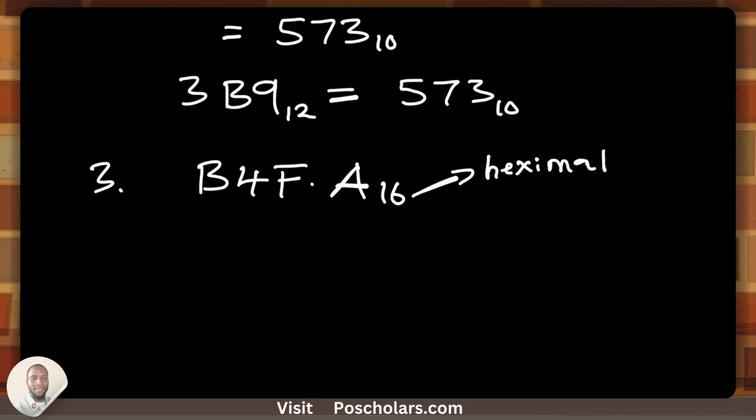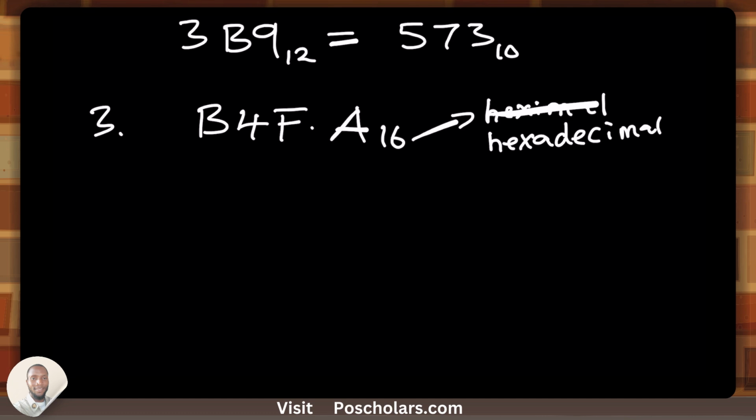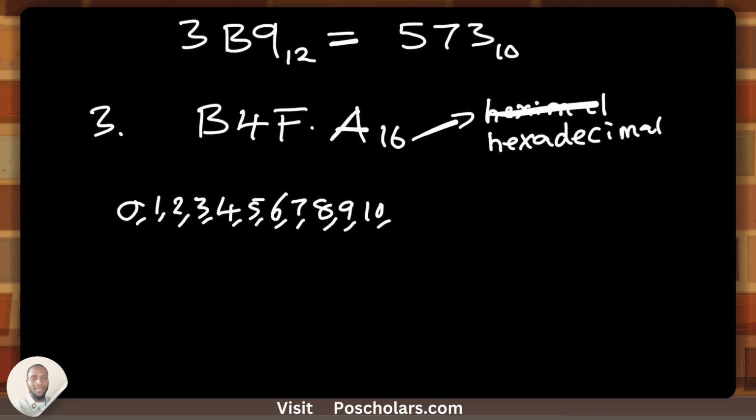Sorry, I didn't spell it well. It's supposed to be hexadecimal, right? Now if you want to count in hexadecimal, it's simply 0 1 2 3 4 5 6 7 8 9, then 10. Sorry, instead of writing 10, you write A. Next, B represents 11, C represents 12, D represents 13, E represents 14, F represents what? 15. So you have counted in hexadecimal, right?